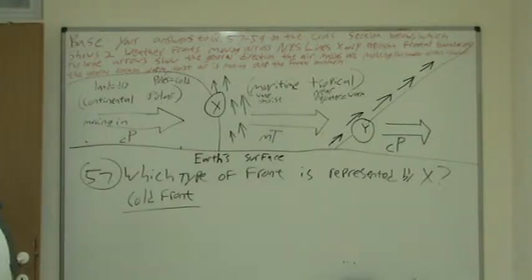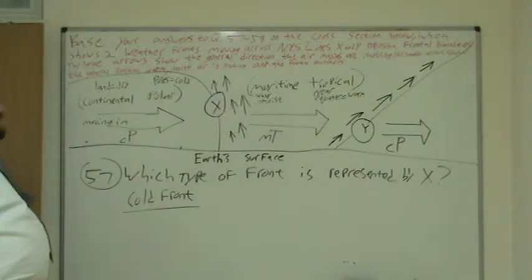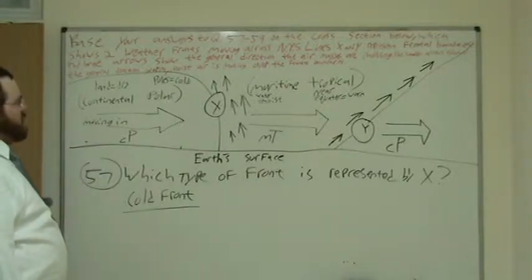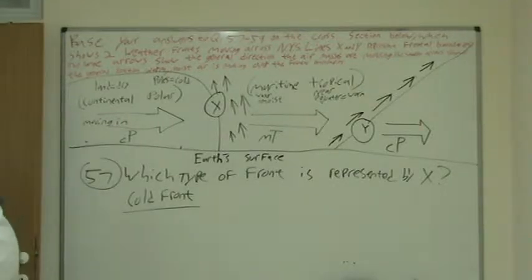Question 57 through 59. Base your answers to question 57 through 59 on the cross-section below, which shows two weather fronts moving across New York State. Lines X and Y represent frontal boundaries. The large arrows show the general direction the air masses are moving. The smaller arrows show the general direction warm moist air is moving over the frontal boundaries.